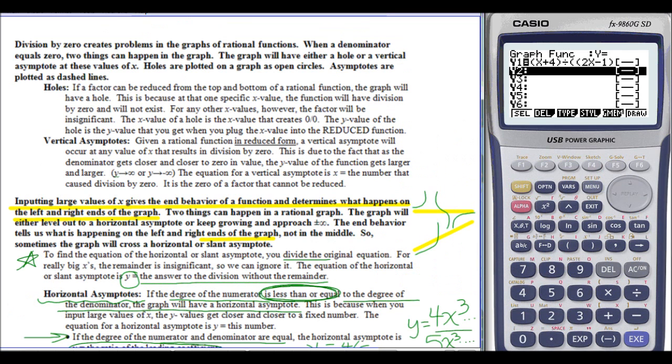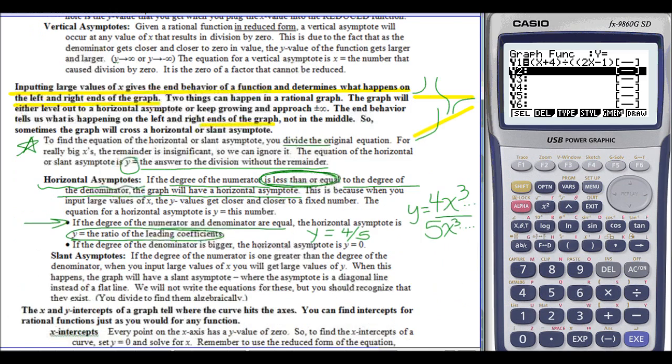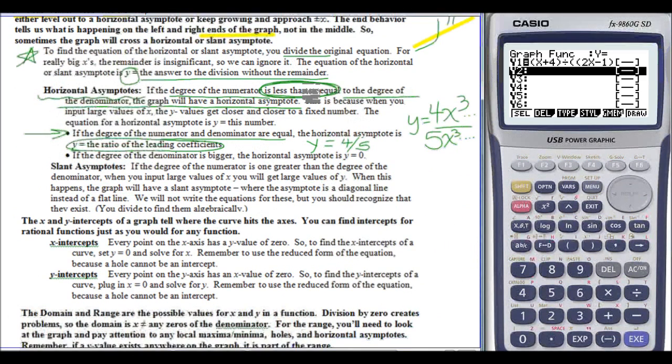Okay, let's go back to where we were in the reading. So we also had a second case where the degree of the denominator is bigger. So if we had something like y equals x squared on the top and x cubed on the bottom, we could have other stuff in there too, but the bottom's exponent is bigger. Whenever this happens, the horizontal asymptote is y equals 0.